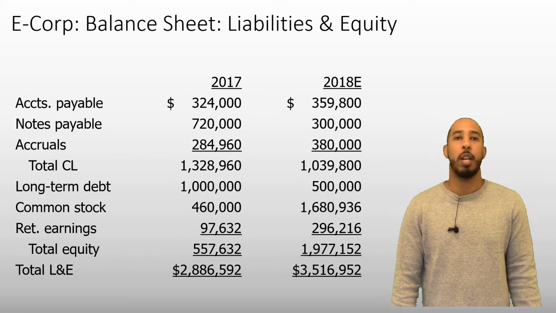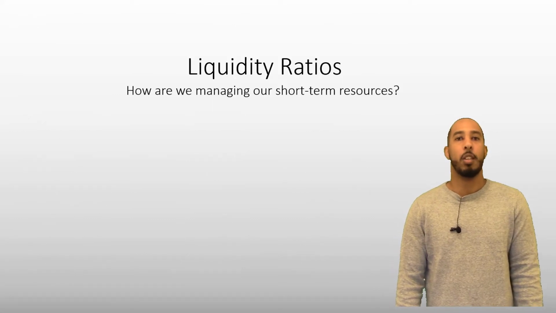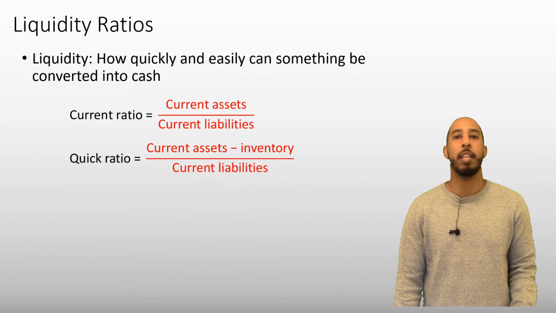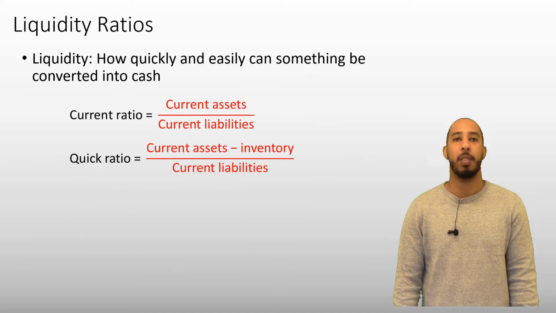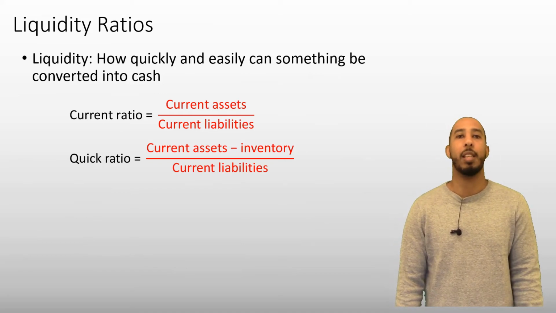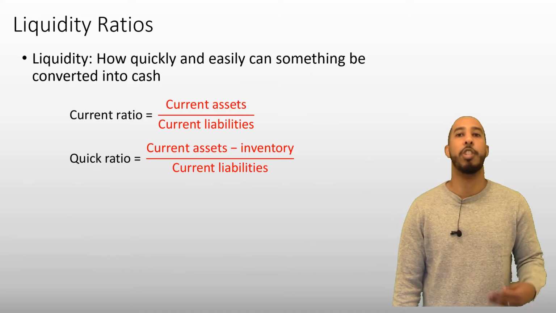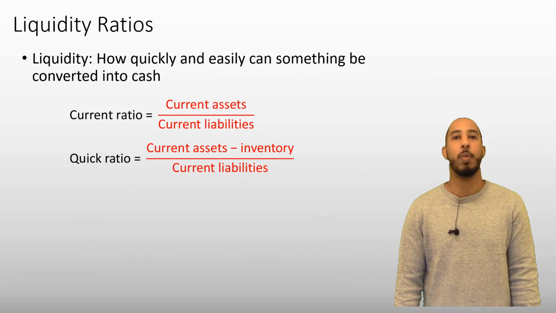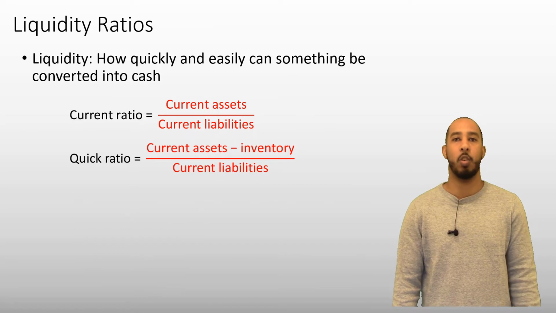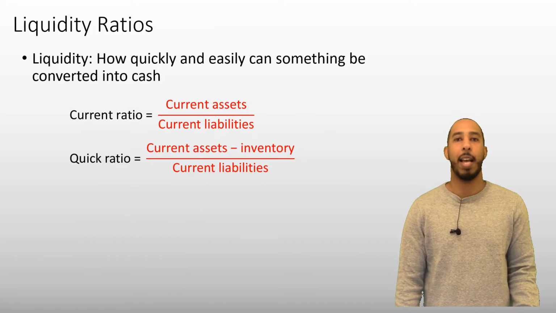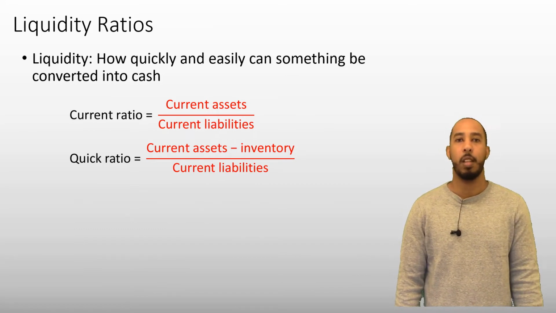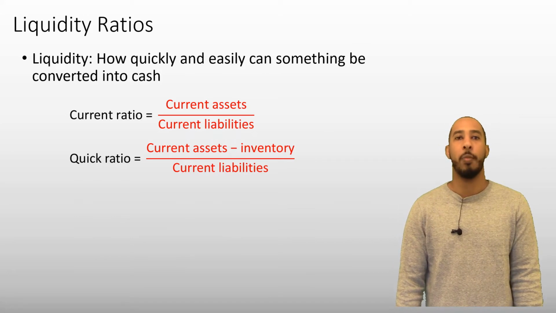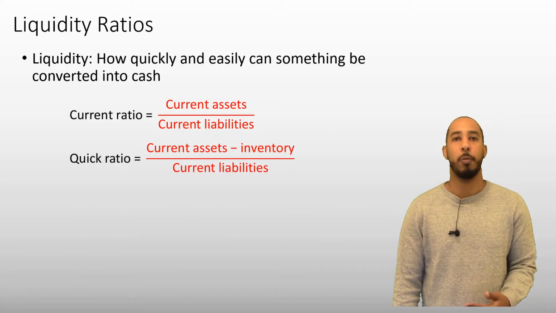Let's begin with liquidity ratios. The word liquidity just means how quickly and easily we can turn something into cash. So these ratios will compare a company's liquid assets, things we expect to generate cash for us in the short term, against its liquid liabilities, things we expect to have to pay off with cash in the short term, where short term is defined as less than 1 year. Two common liquidity ratios are the current ratio and the quick ratio.